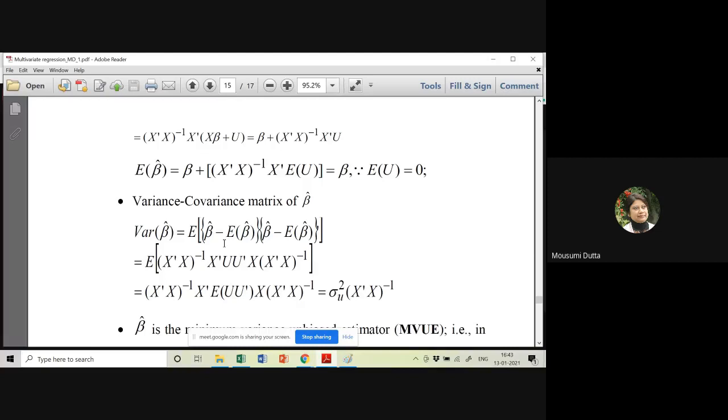Okay, so we will be able to find out not only the variances, we can find out both the variance as well as the covariances. Please use your pen and paper. We will do things step by step. Please write down: the variance covariance matrix of beta hat is equal to the expectation of (beta hat minus expectation of beta hat) times (beta hat minus expectation of beta hat) transpose.